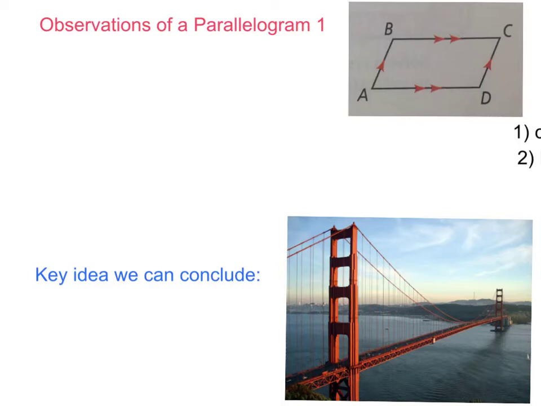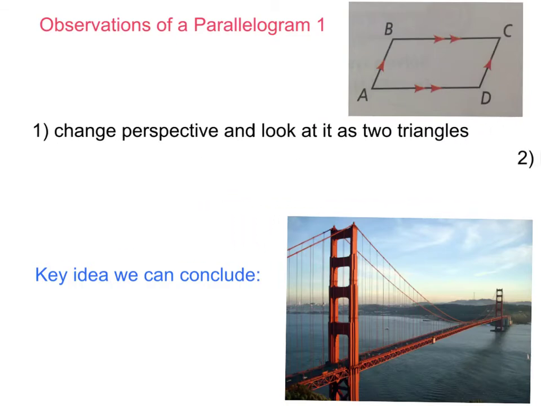Now the first thing I know from the definition of a parallelogram is that it has four sides and opposite sides are parallel. But the truth is, I don't really know a lot about quadrilaterals. I know that the angles inside a quadrilateral add up to 360, but I don't know a lot about this shape. So the first thing I want to do is change my perspective and look at it as two triangles. In order to do that, I'm going to connect A to C, and when I do that, I have a triangle up here, ABC, and a triangle down here, ADC. You see those two triangles?